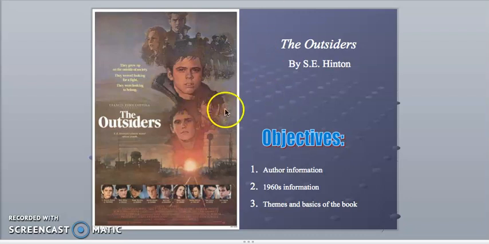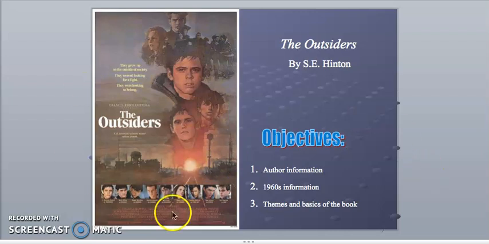So what we're going to be going over today is sort of just introducing The Outsiders. We're going to go over some information about the author, some information about the 1960s, some character information, themes, and basic elements of the book. We'll talk about 1960s slang and lots of other fun things.